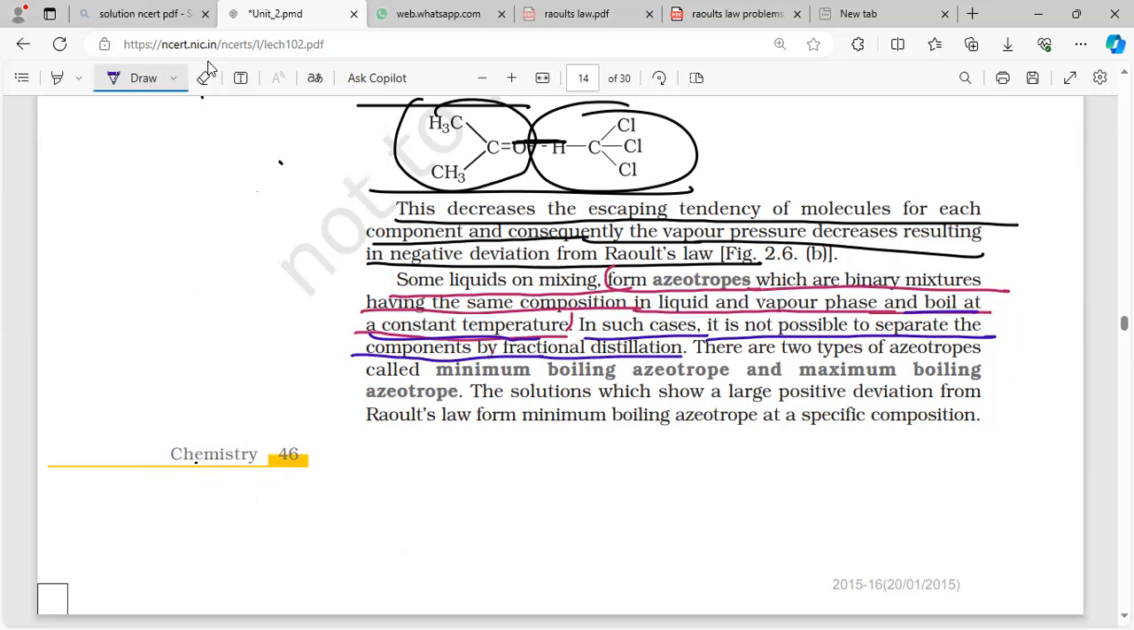If the boiling point difference is more than 10 degrees, then you can separate them. But if it is the same, you cannot separate. Getting my point? Yes, sir. Okay, now the second point.